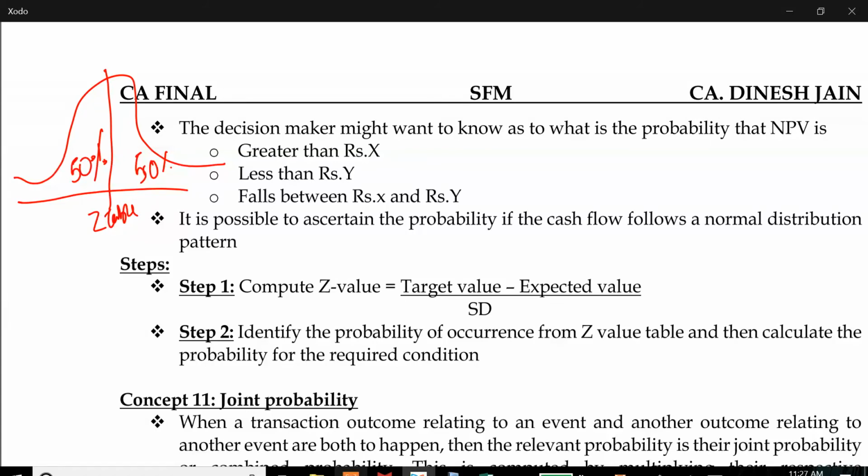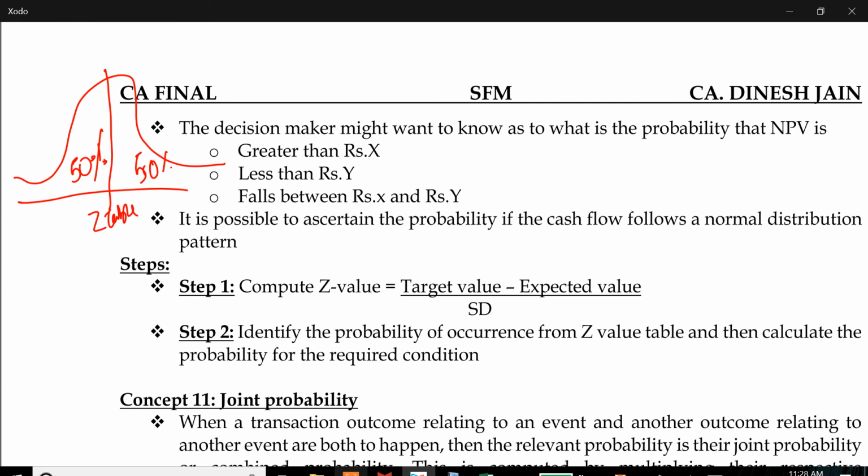So Z table is something which can be used to compute any probabilities, and it's not a concept only in SFM. You will use this in costing. I'm not sure whether it gets used in FR or some other place, but anywhere you want to attach a probability to something, you will use something called a Z table. So this is something in statistics. In statistics there are two things, one is Z table and interpolation. You should be very clear on these two. Interpolation we use it, I cannot say at what place I'm going to use it, but interpolation can be used and Z table can be used.